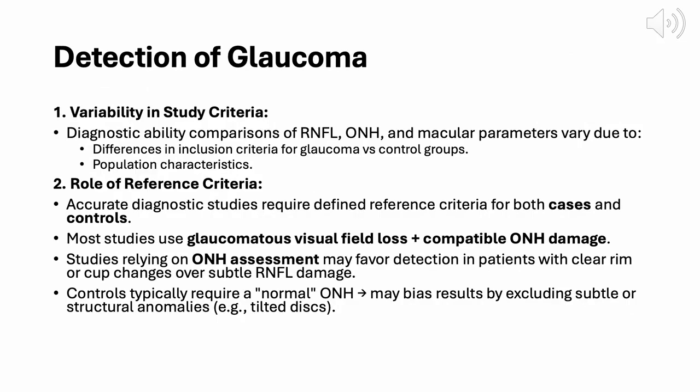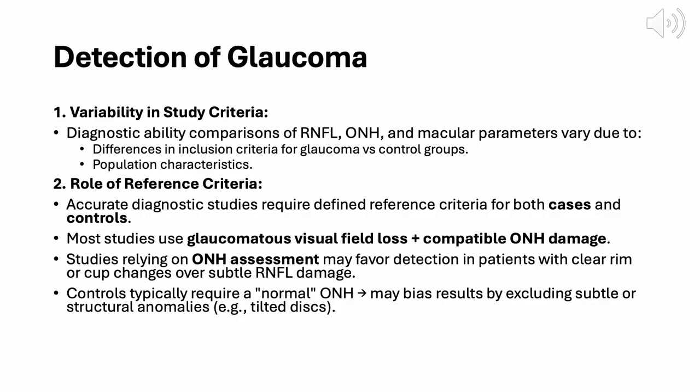When we talk about detecting glaucoma, it's important to recognize that diagnostic performance across RNFL, ONH and macular parameters often varies widely across studies. One key reason is the variability in study criteria, especially how glaucoma and control groups are defined. Differences in inclusion criteria and the characteristics of the study population can significantly impact how sensitive or specific a given parameter appears. Another critical factor is the role of reference criteria.